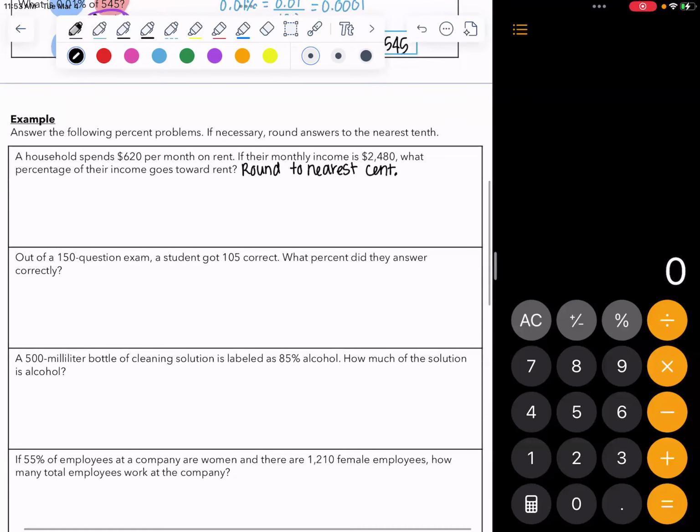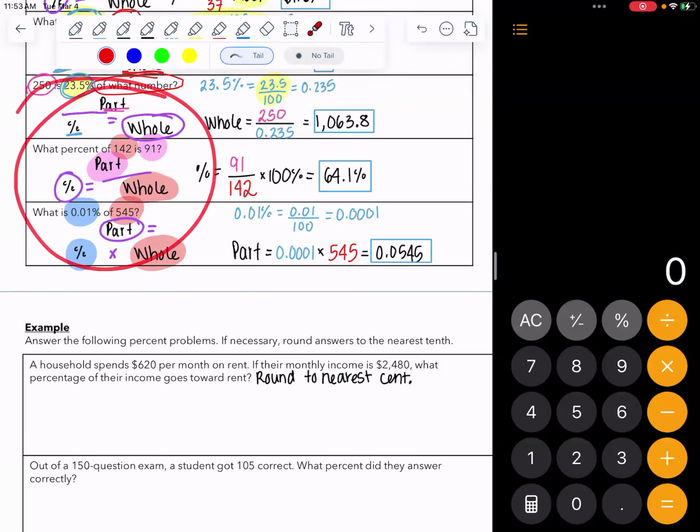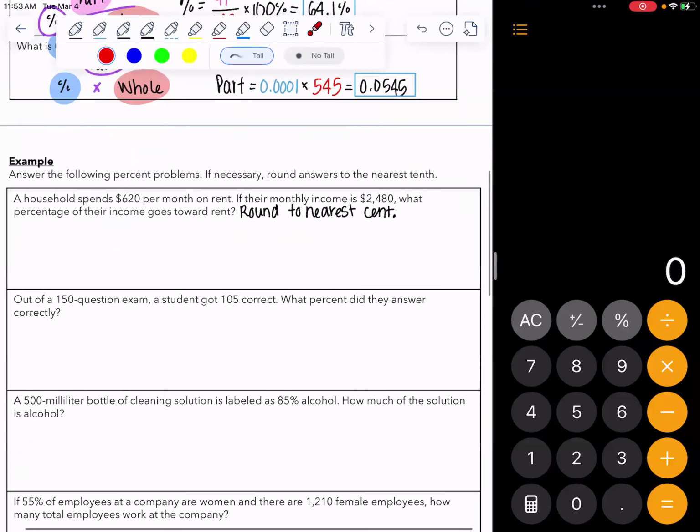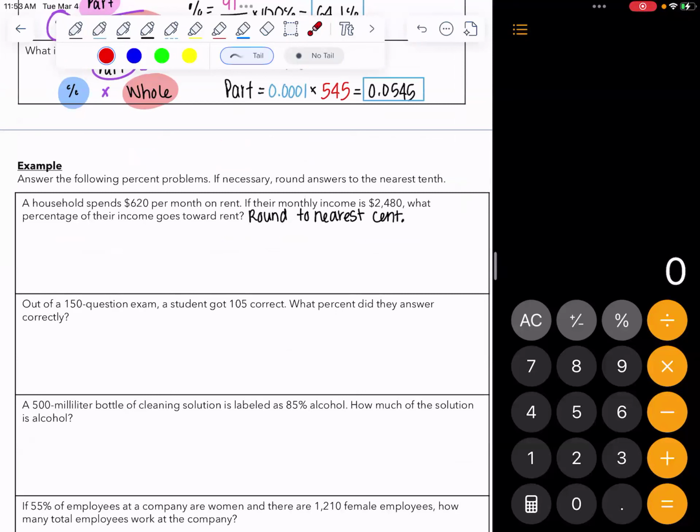So a household spends $620 per month on rent. If their monthly income is $2,480, what percentage of their income goes towards rent? So we need to figure out what question is being asked here. We need to really rephrase it as one of these previous questions. So what percentage is the question.